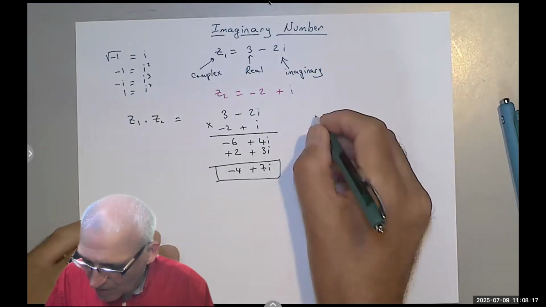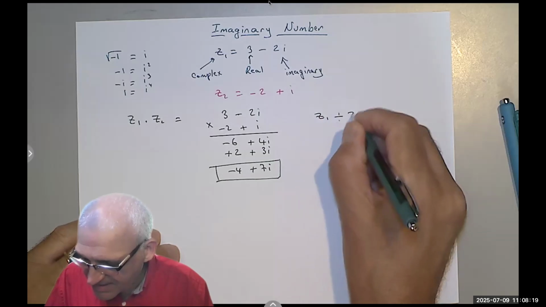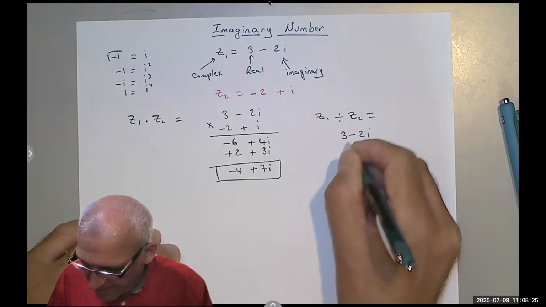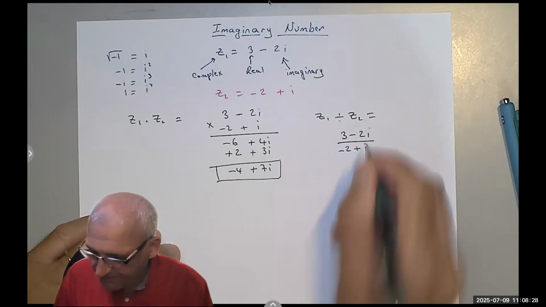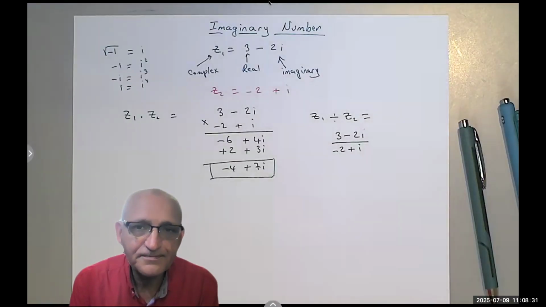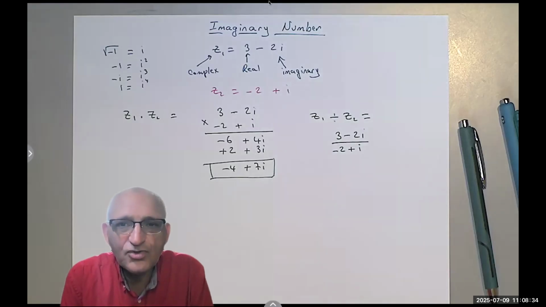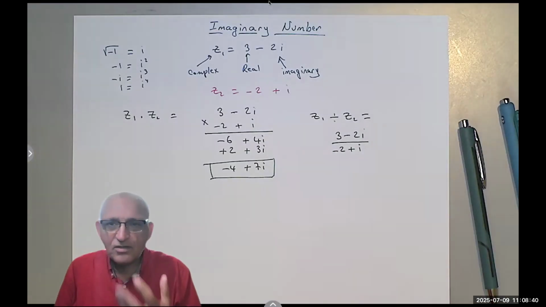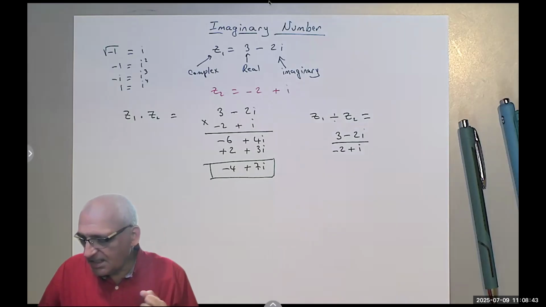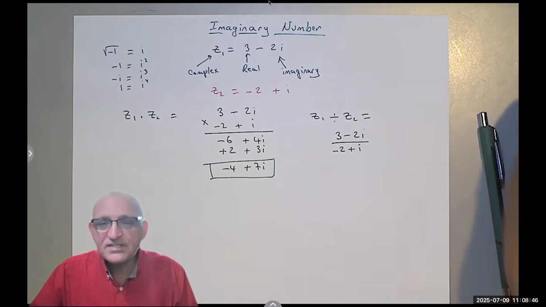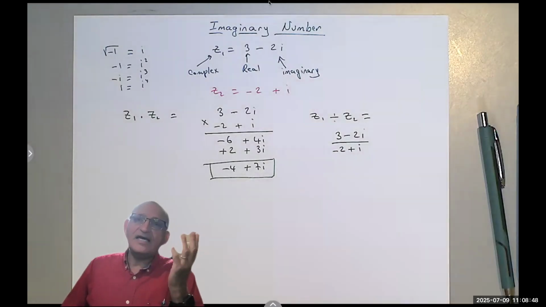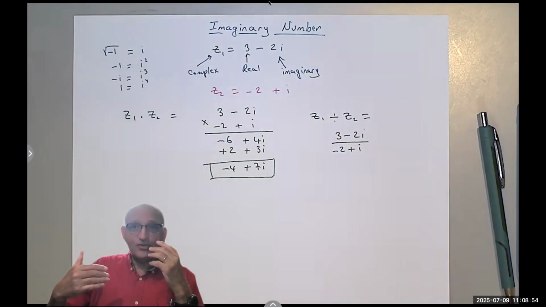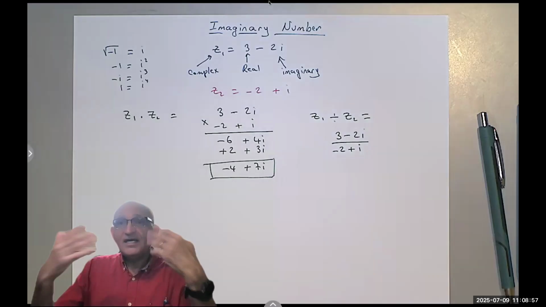Now let's do Z1 divided by Z2. Meaning I want to say 3 minus 2i divided by -2 plus I. And here we have a problem, because I don't know how to divide by this. I can, but it's so complicated. It's much easier if we multiply top and bottom. Remember, suppose instead of having -2 plus I have √3. What do you do to get rid of that? Don't we multiply top and bottom by √3? So the √3 and the √3 cancel each other.